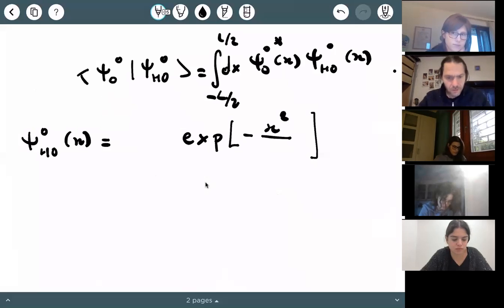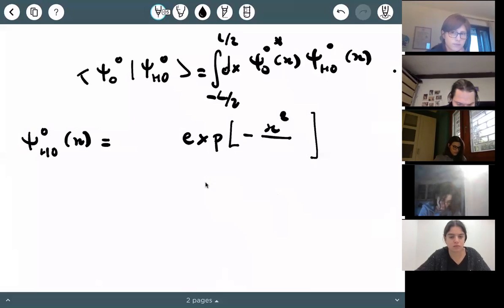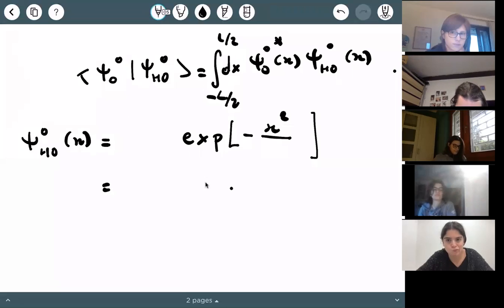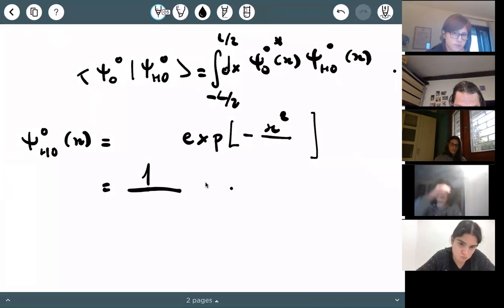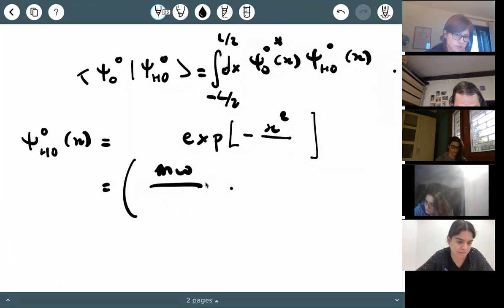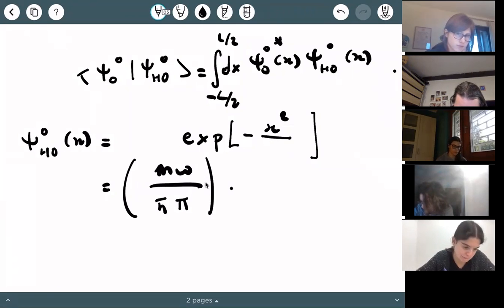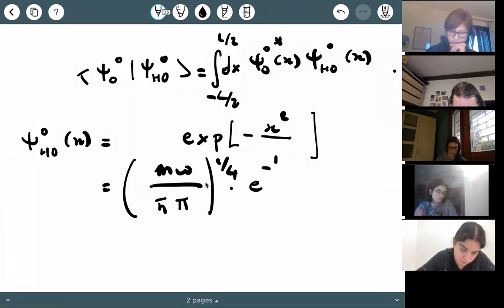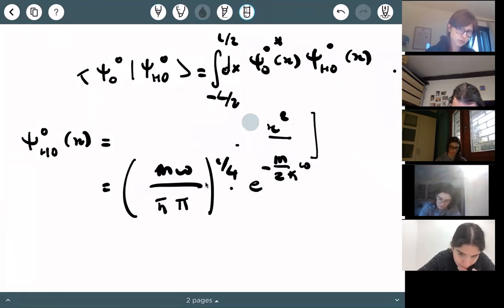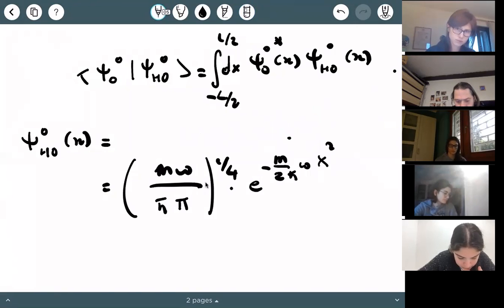Okay, here's the answer. If I go and look at it, it's going to be (mω divided by ħπ) to the 1/4, and that's going to be e to the minus m over twice ħ omega x squared.